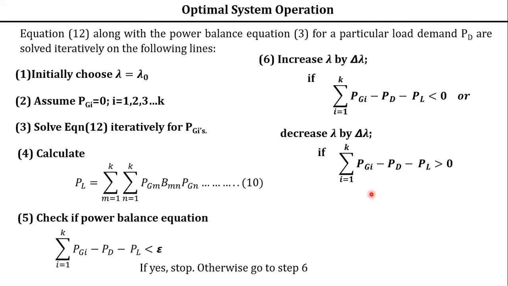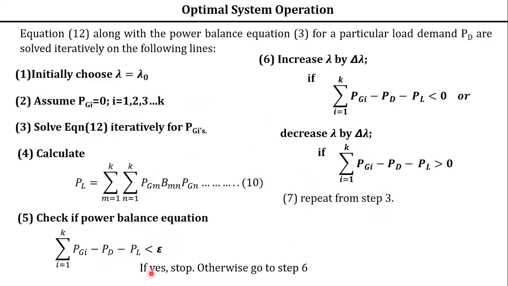So then what you have to do, go back to step 3. That means repeat from step 3. Understood? So repeat from step 3. That means again solve with the new value of lambda, solve equation 12 iteratively for PGI. Again solve this one, find out the transmission loss. Check the power balance equation. Now here the power balance equation is with the new value of lambda.